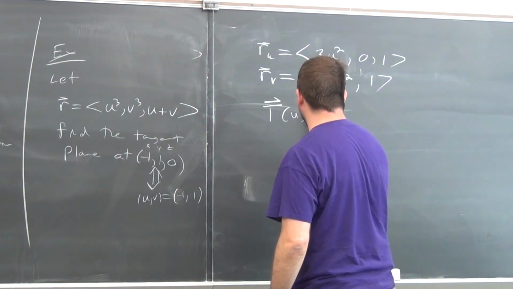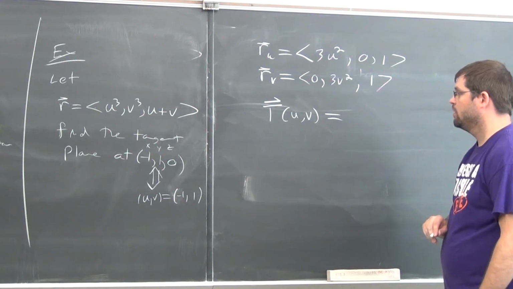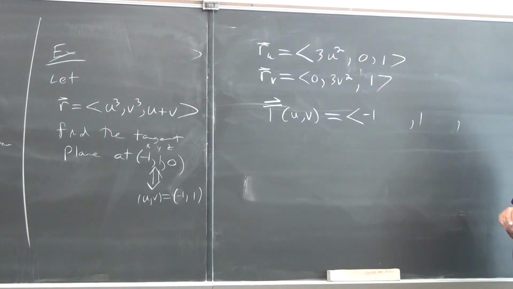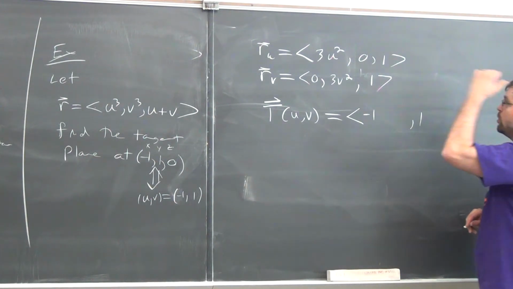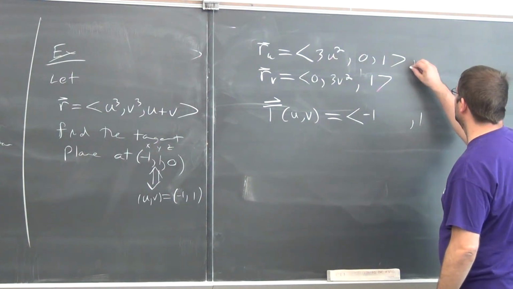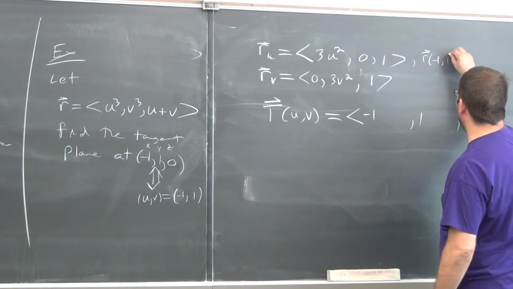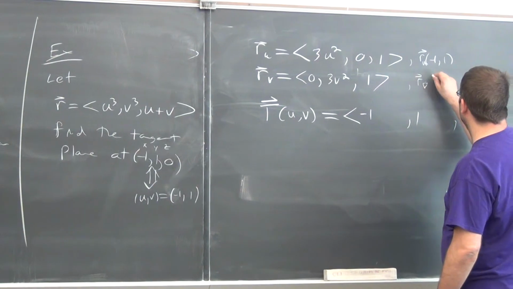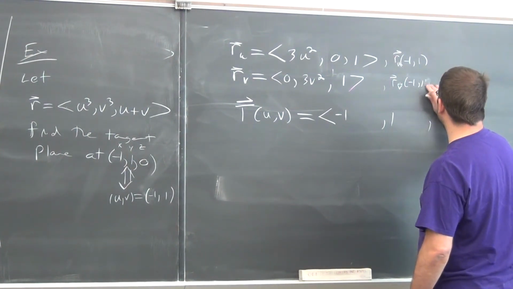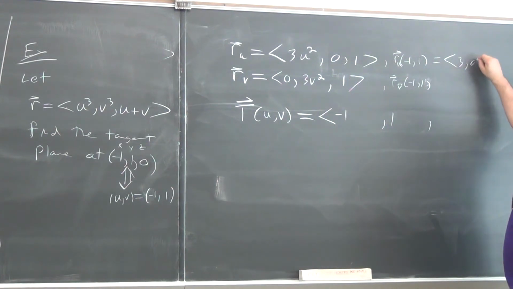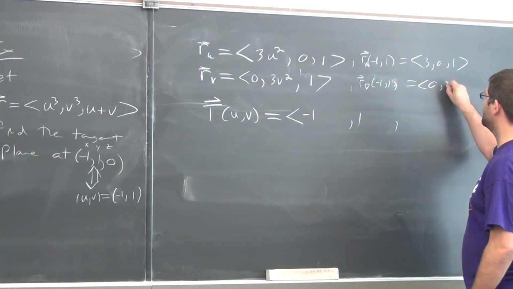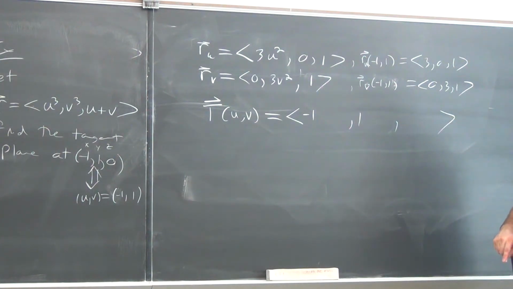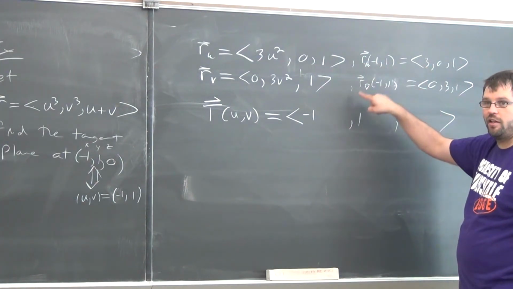plane should be T of (u, v), well, it's our starting point, which was (-1, 1, 0), plus u times, oh, I should be careful here. I need to evaluate these at the point in question. And so what do I get? (3, 0, 1) and (0, 3, 1), good. Now when I plug those into the equation of the plane, I do u times this one, and then v times this one.